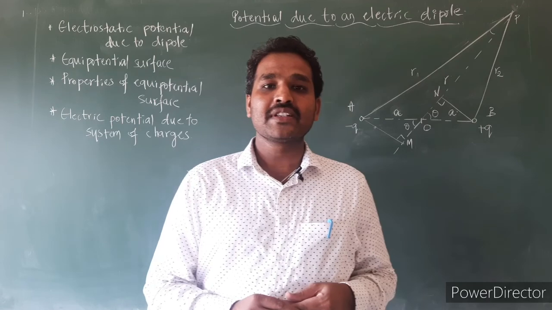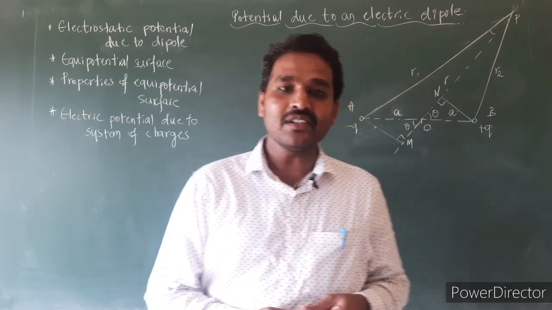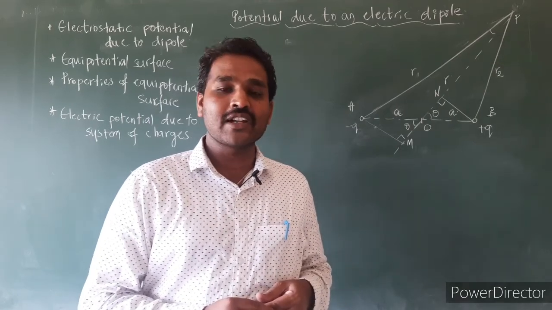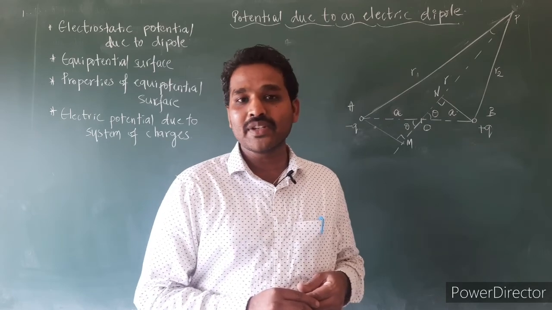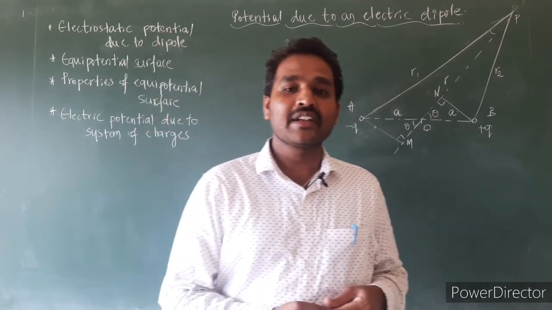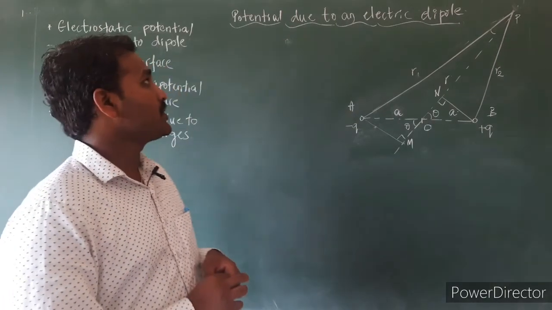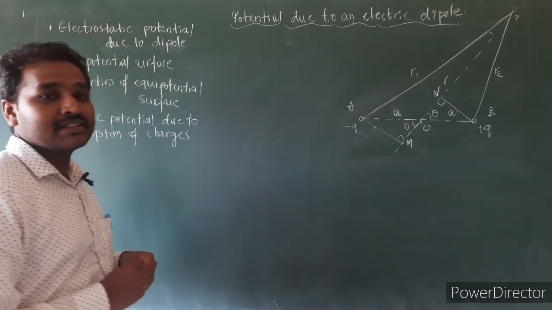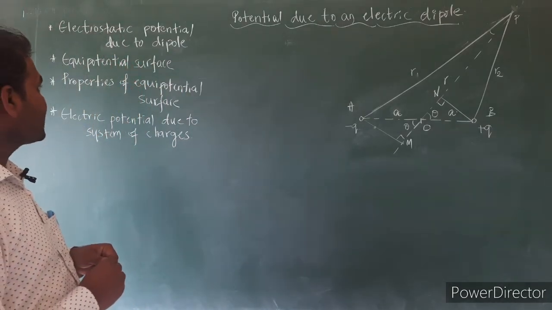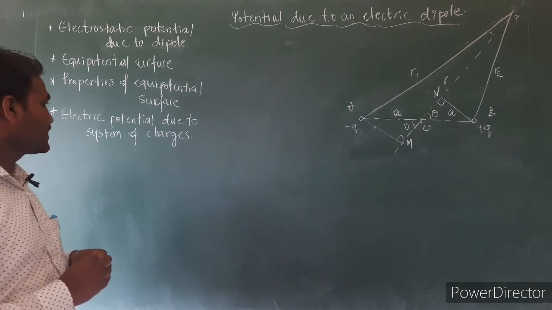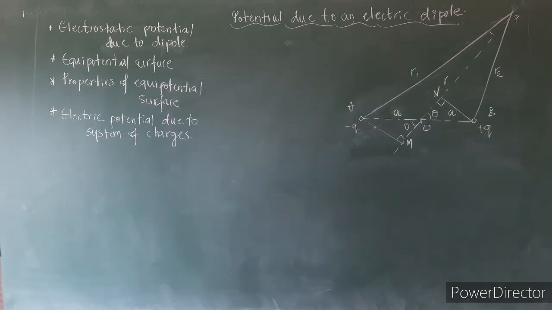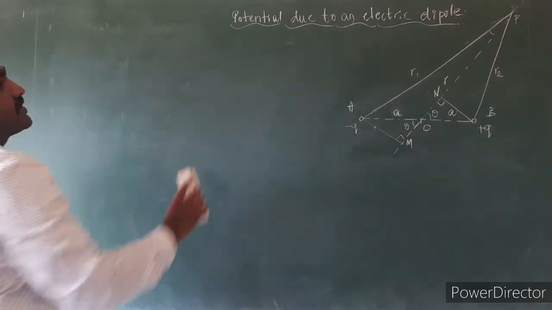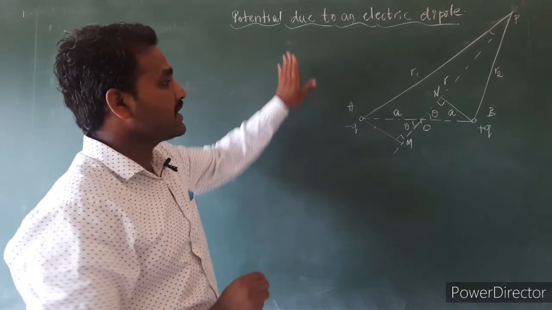In the previous class we discussed the concept of electrostatic potential difference, and we also derived the expression for electrostatic potential due to a point charge and the relation between electrostatic potential and electric field. In today's class we shall derive the expression for potential due to an electric dipole, and we shall discuss the concept of equipotential surface, the properties of equipotential surface, and electric potential due to a system of charges. So let us start with the derivation of potential due to an electric dipole.